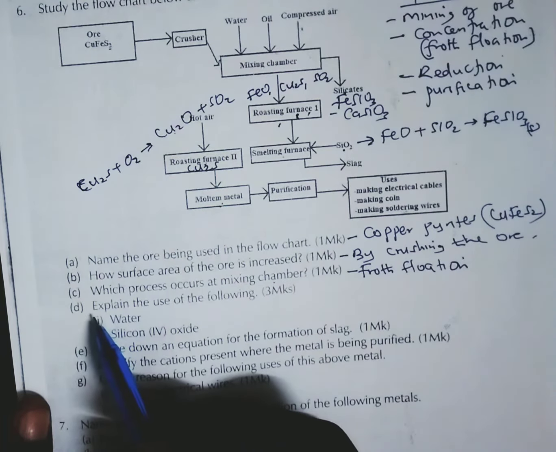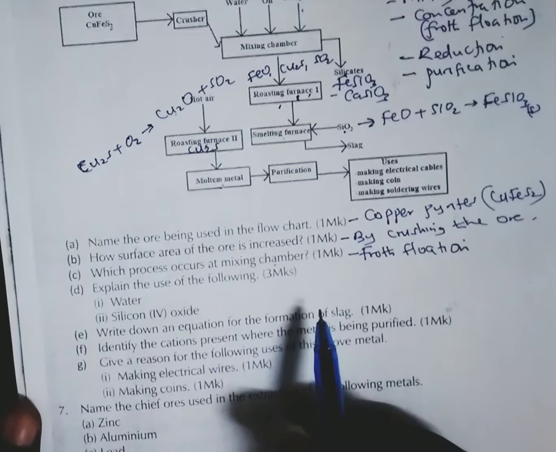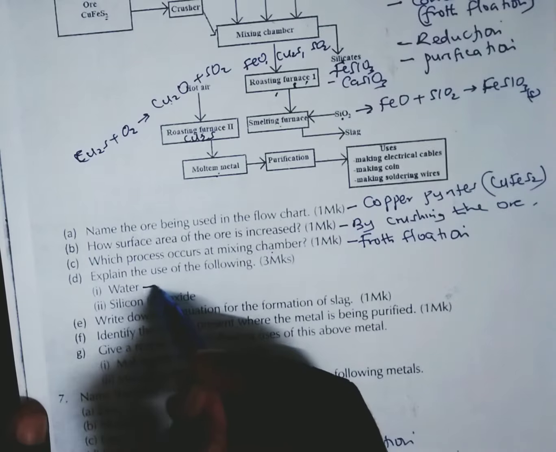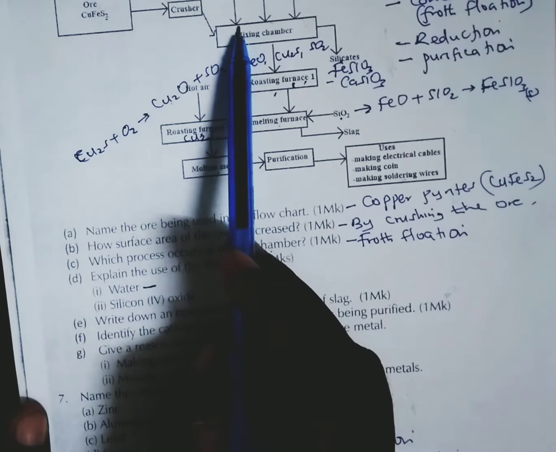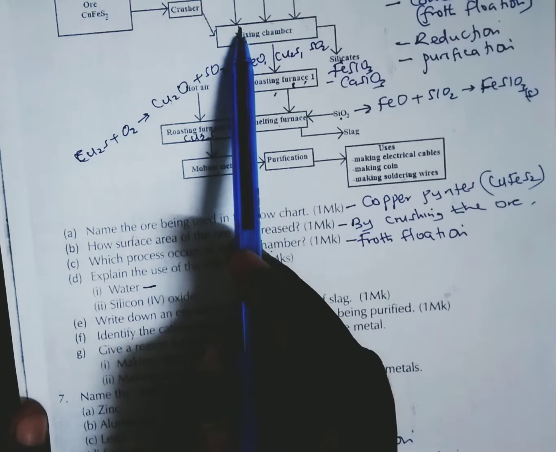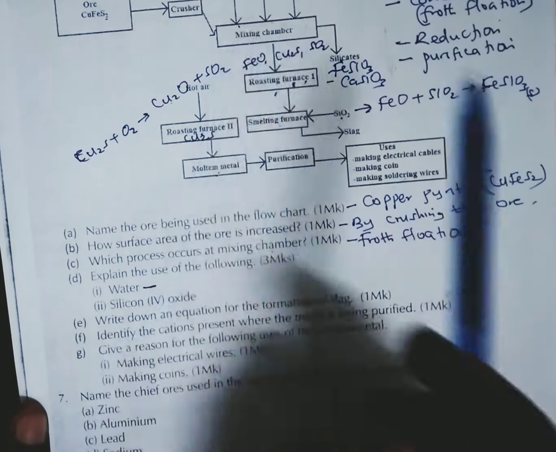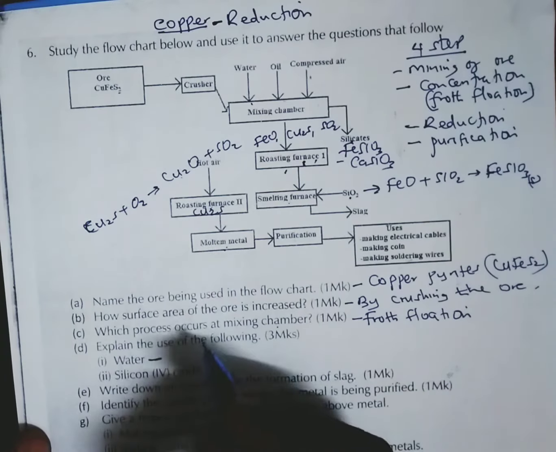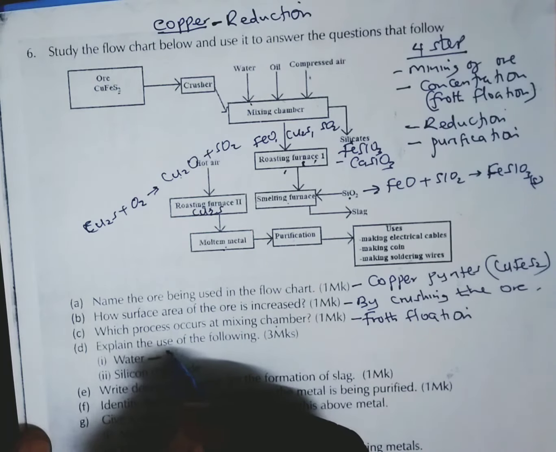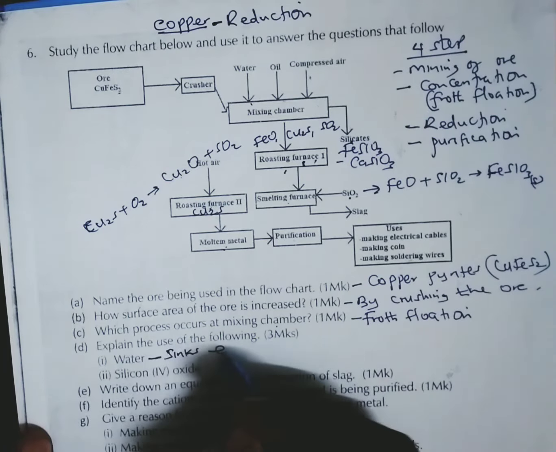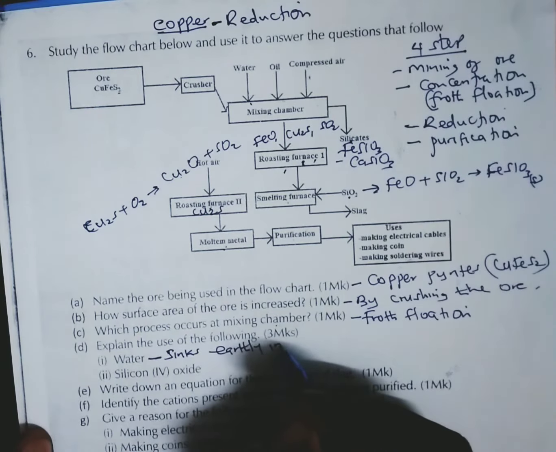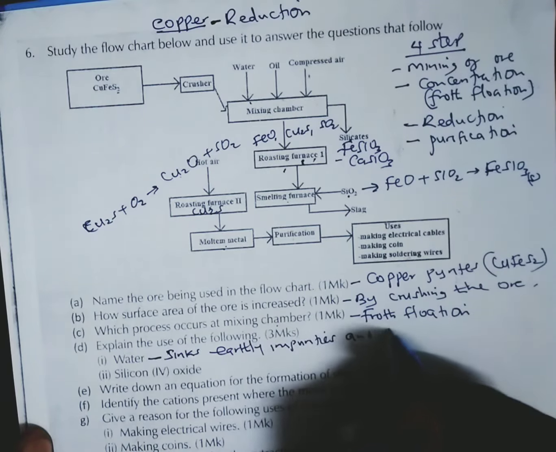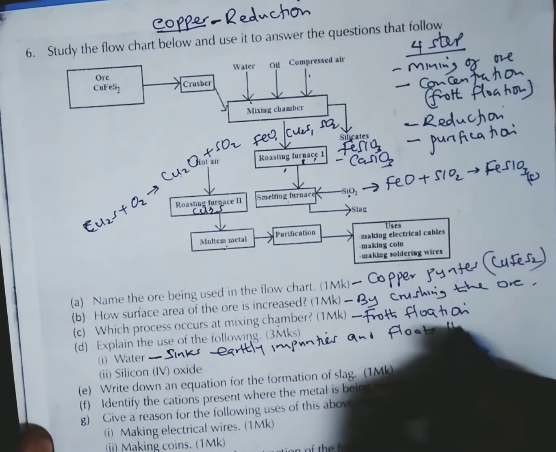Next, we have D. D says, explain the use of the following. We have water. The reason why we are adding water, actually, is that water sinks the earthly impurities and helps to float the ore. So the purpose of adding water is water sinks earthly impurities, mainly silica, and floats the ore.